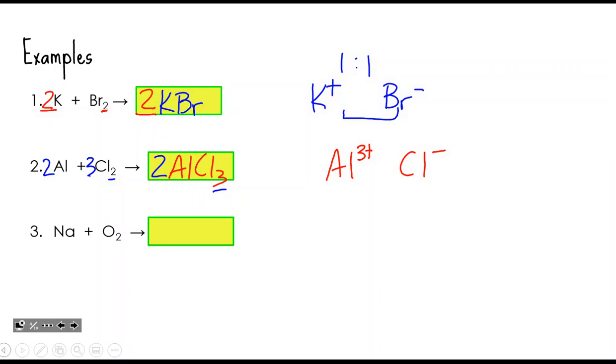Makes it pretty simple. Now for the last one here, we have sodium plus oxygen. So what do we got for sodium plus oxygen? We have Na and O. What is Na's charge? Group 1, alkali metal, good, +1. What is oxygen going to be? This one's a -2, exactly right. So when they combine, how many of each of the ions do you need?